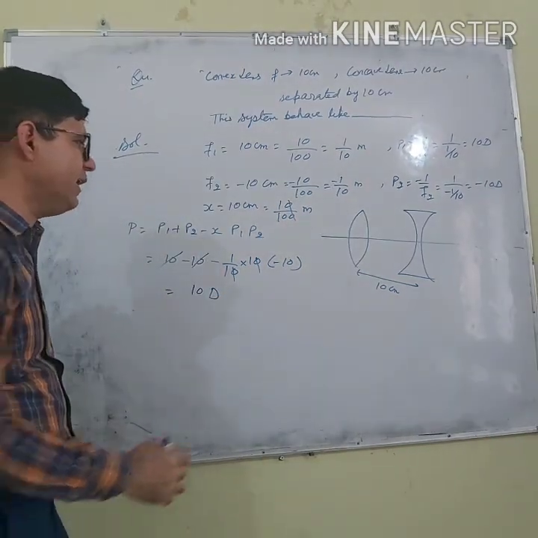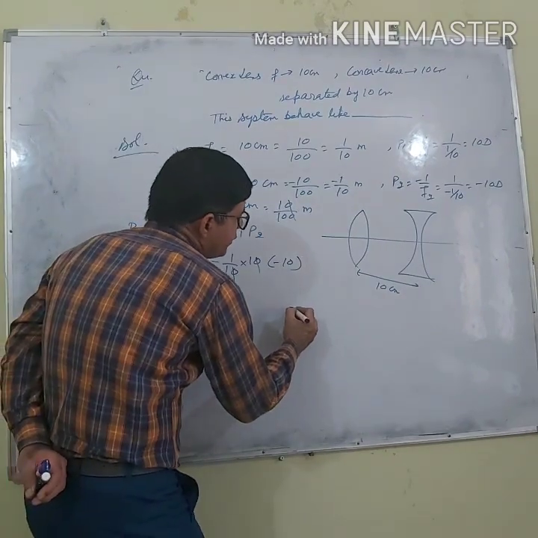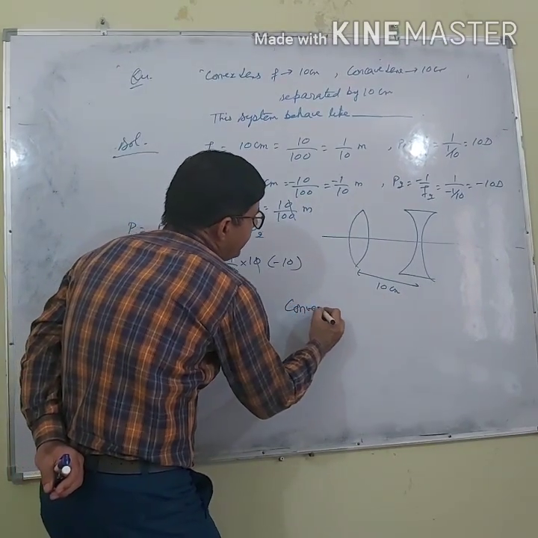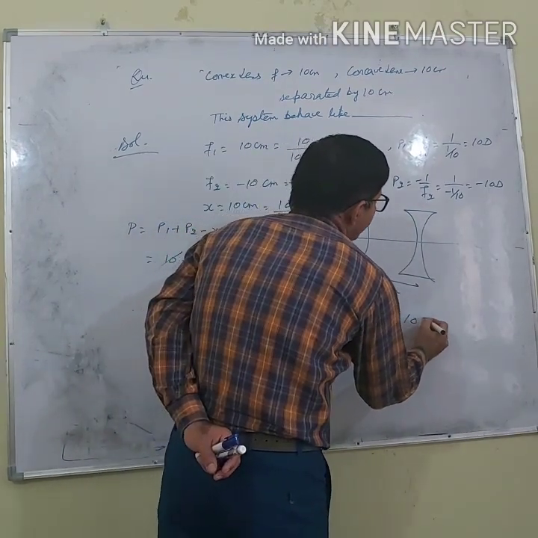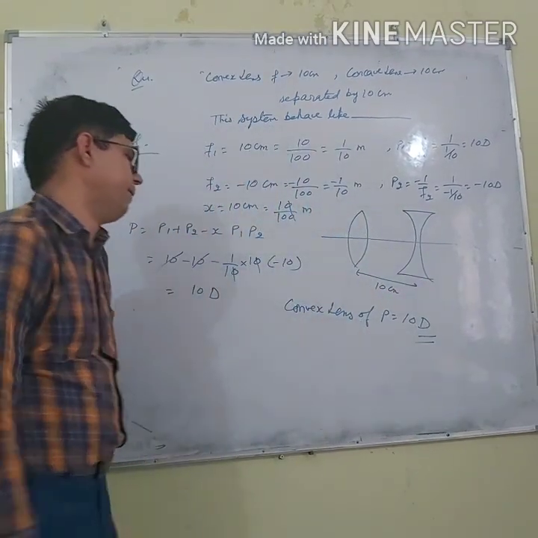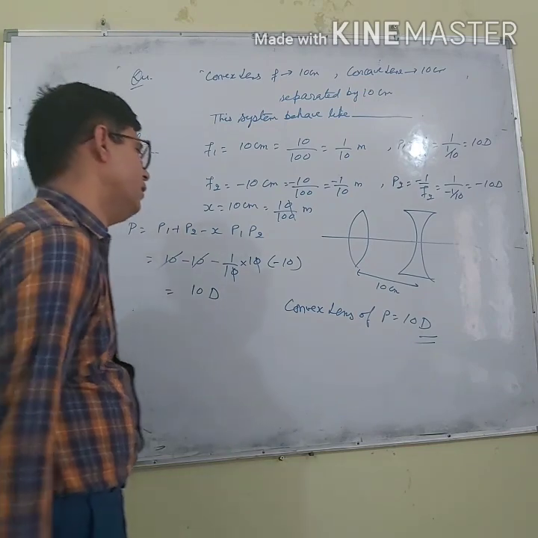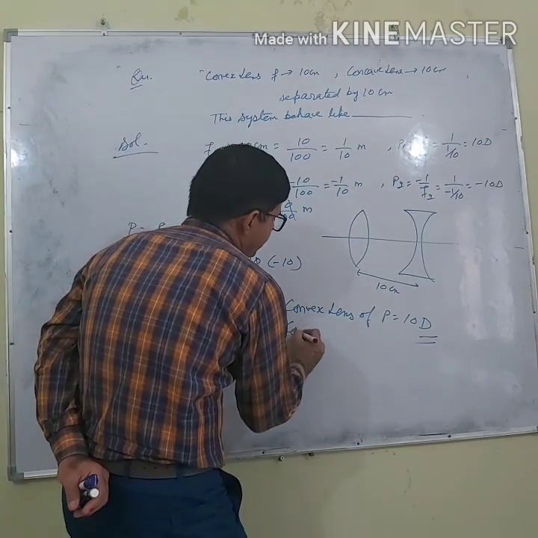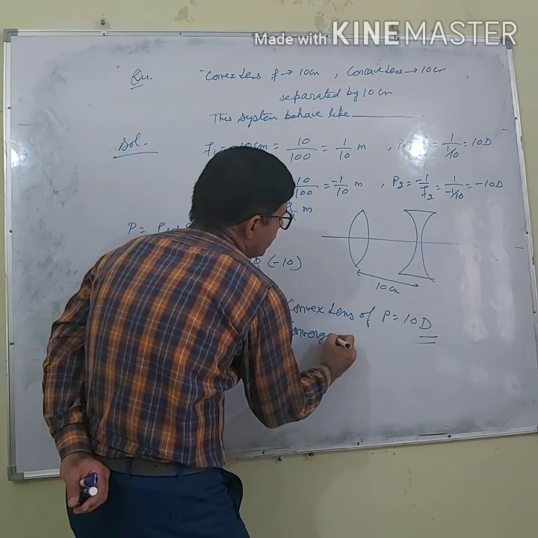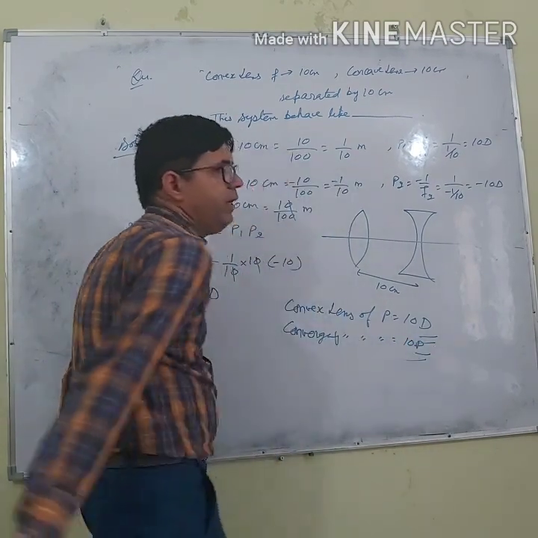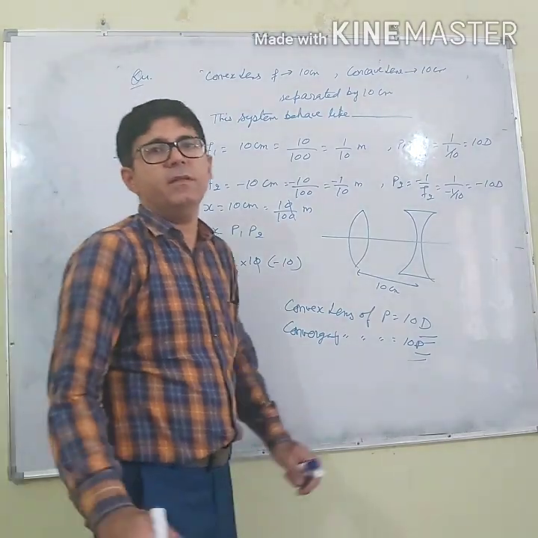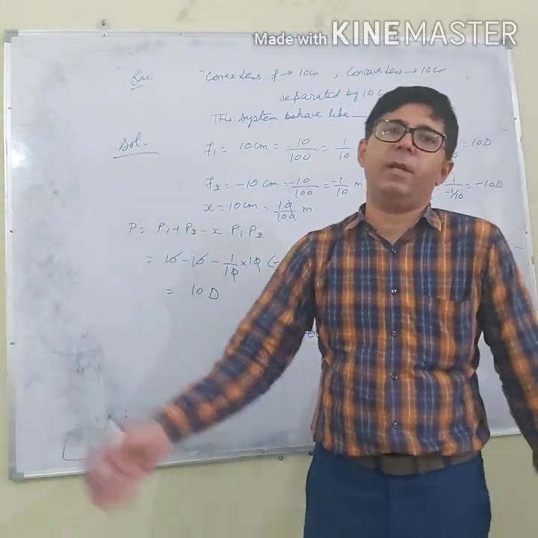So what can I say? I can say that this system will act as a convex lens of power 10 diopter, right? Or converging lens of power 10 diopter. Okay, so with this we have finished the chapter light.